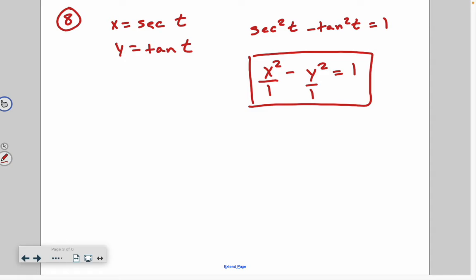General rule that I can give you, anytime you deal with secant and tangents, it ends up being a hyperbola. Anytime you deal with sines and cosines, it ends up being an ellipse. Okay? Sines and cosines always give you an ellipse. Secants and tangents always give you a hyperbola. Okay? When you switch things back. So just kind of a quick heads up on this one, more than anything else.